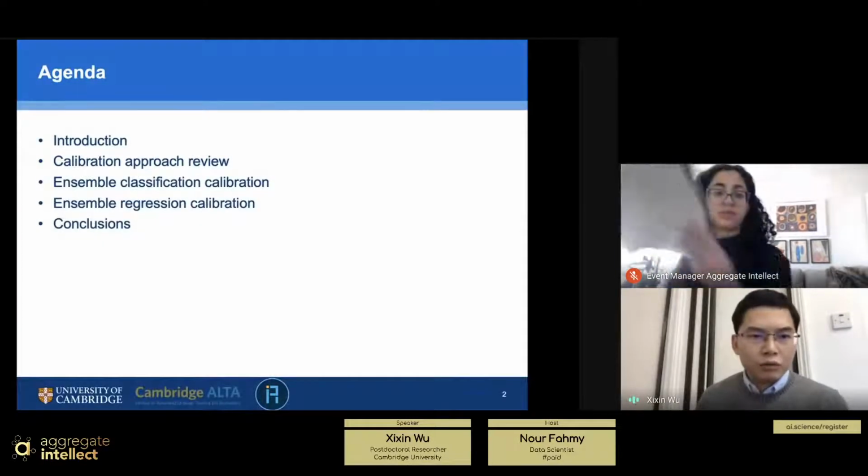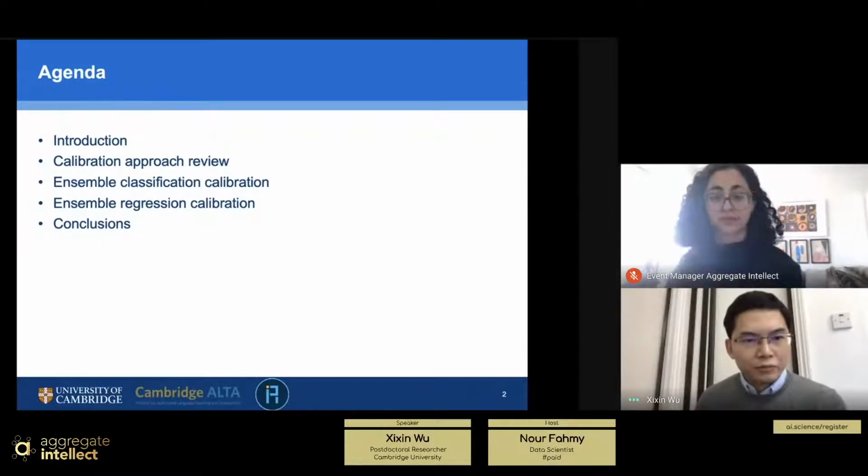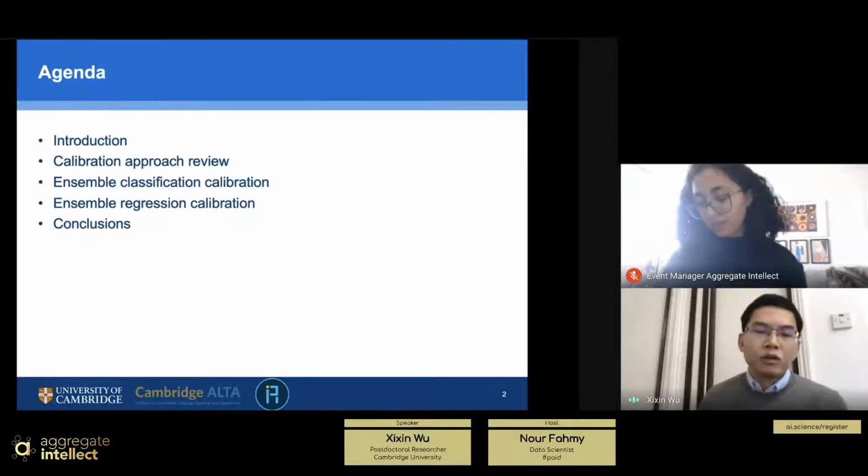So I will go through this agenda with a brief introduction of calibration. I will talk about current calibration approaches, and then we'll talk about ensemble classification calibration and regression calibration. Then we'll go to the conclusions.